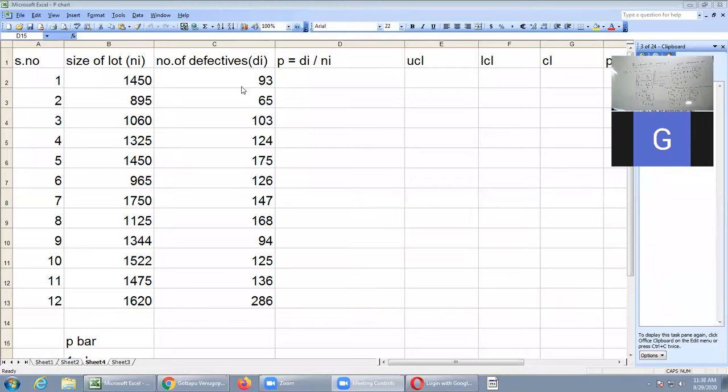And for each lot the defective items are given. So first lot, 1450 items are considered. Number of defectives is 93. Second lot, 895 items are considered and 65 are defectives. That means clearly if you see the problem, these ni values will change. n values are changing and defectives are given to you. So what you have to calculate, just now I have told the procedure.